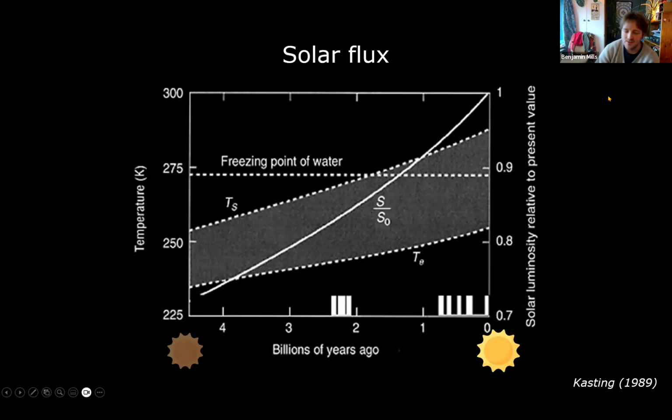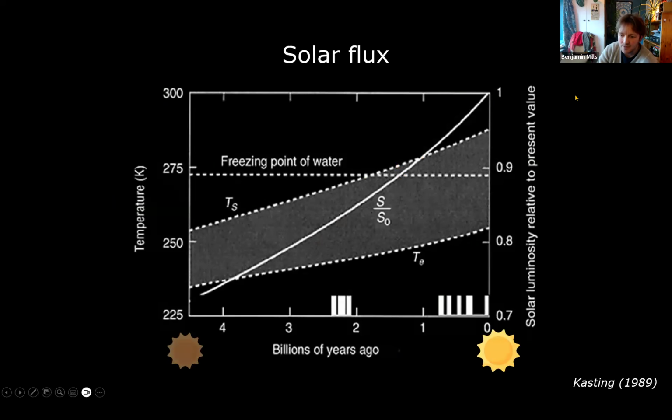The solar flux, something else we know is that the sun is getting brighter. In fact, this is the thing with the most confidence out of everything. It is due to standard main sequence star evolution; the sun has got brighter and brighter over time. What this means is that if we didn't have changes in greenhouse gas concentration, we'd expect a very cold Earth from the Mesoproterozoic and beforehand.